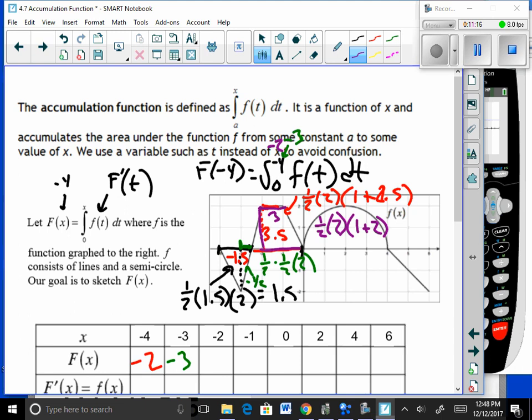So when I go from negative 2 to 0, it's 3. So 0 to negative 2 would be negative 3. Didn't I have negative 3? I guess negative 3 is used twice.